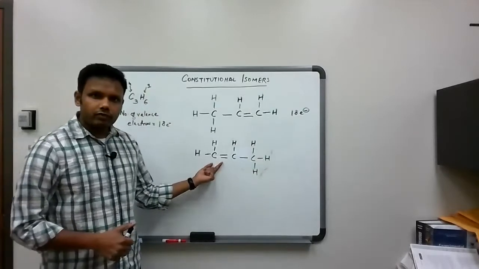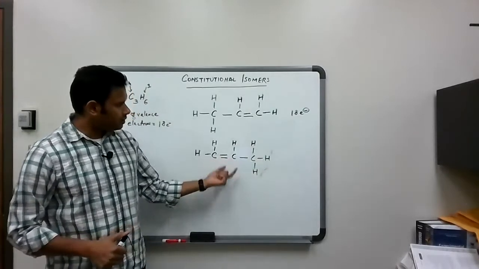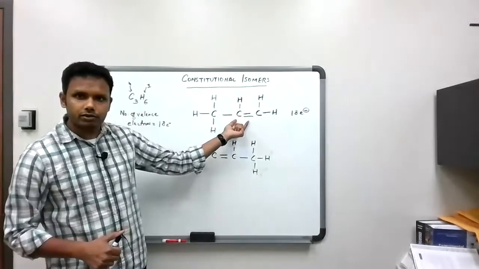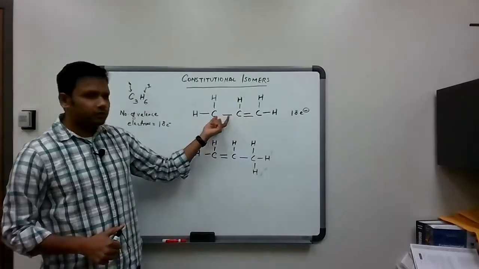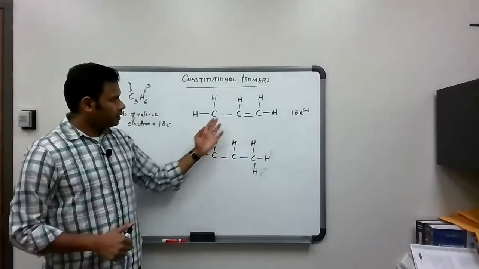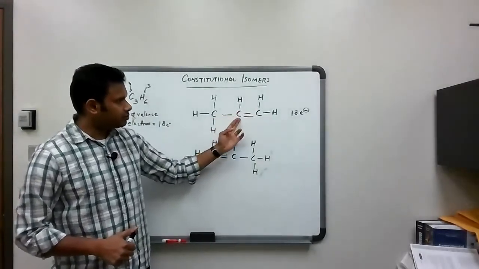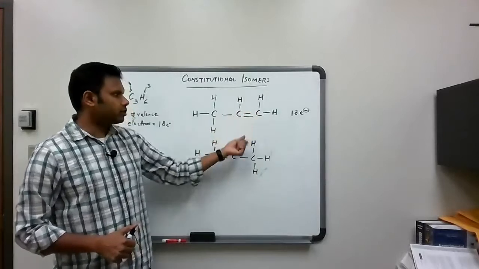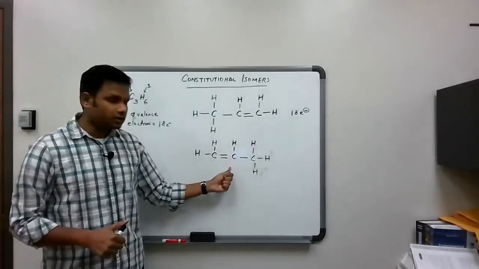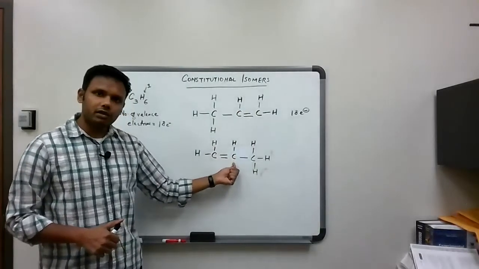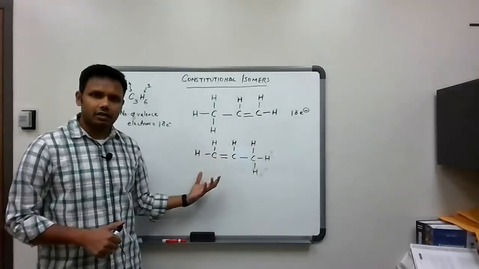Now what I've done in this structure is I've drawn something very similar to the top structure, but I've relocated this double bond between the first and the second carbon. In this particular case, we could say it was between the second carbon and the third carbon, or the middle carbon and the carbon to its right. In the second structure, we have the double bond between the middle carbon and the carbon to its left.